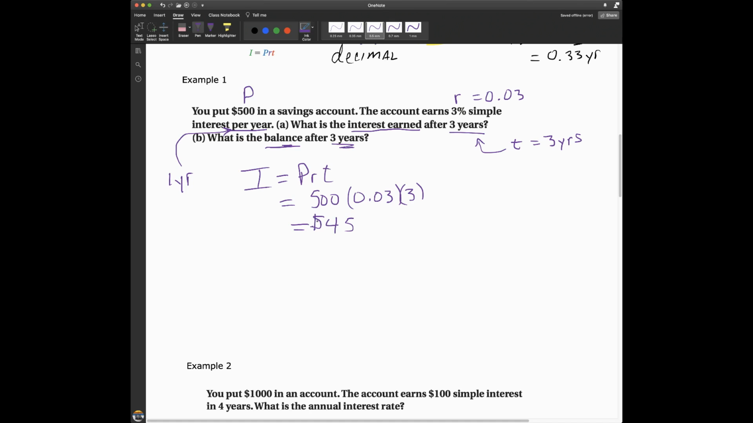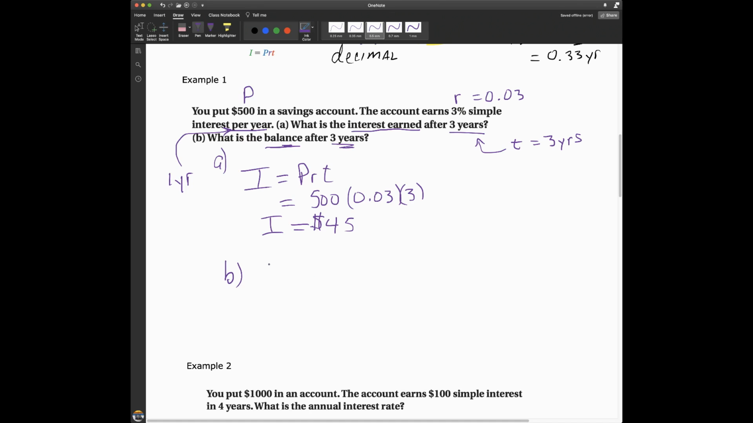And that's dollars. The interest represents a dollar amount, so our units are dollars. So that's part A. We got it. All right. What about part B? What is the balance after 3 years?